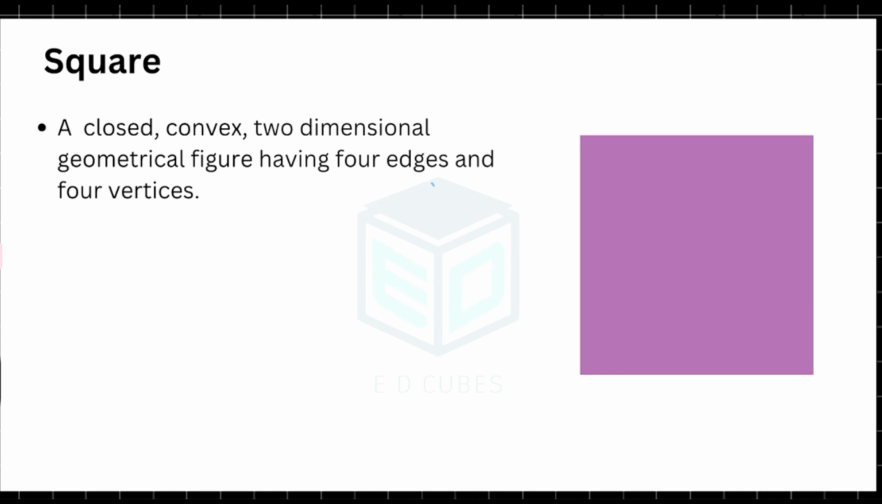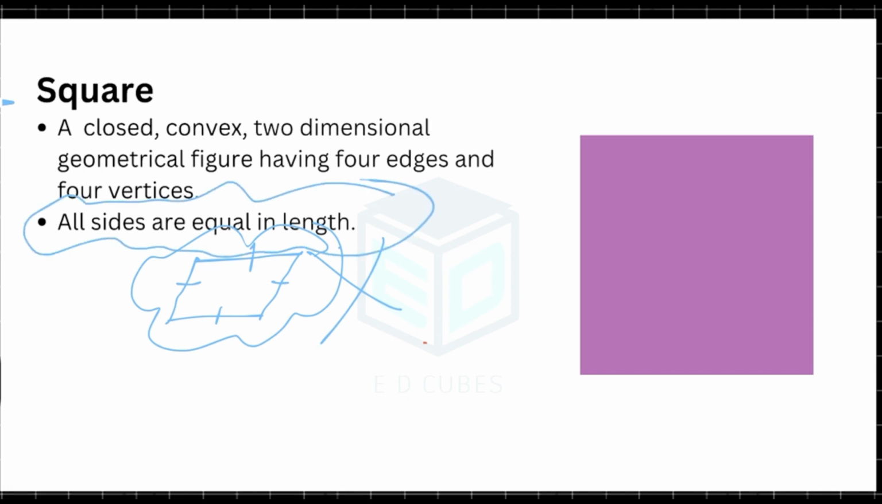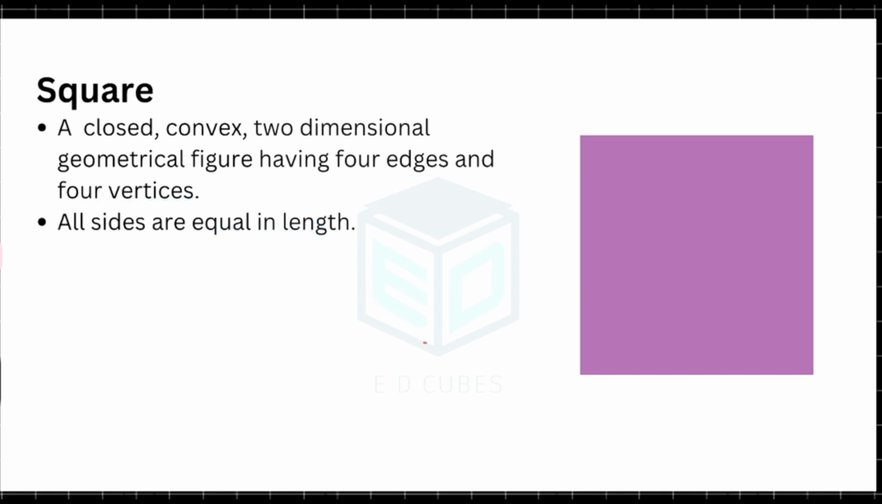Let's see what extra we can add to this. All sides are equal in length. That's something extra we are adding. Now, a closed two-dimensional convex figure having all its sides equal. Is it a square? No, this is not a square. That means this addition is not worthful. It is true, but it is not worthful. We need to add something extra.